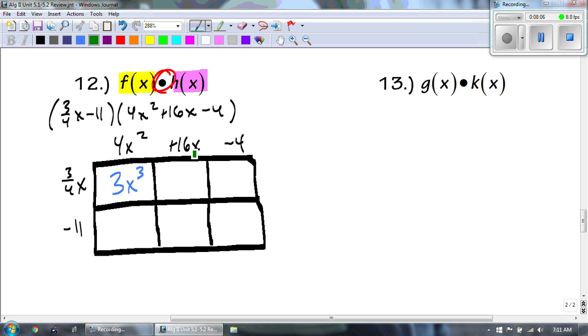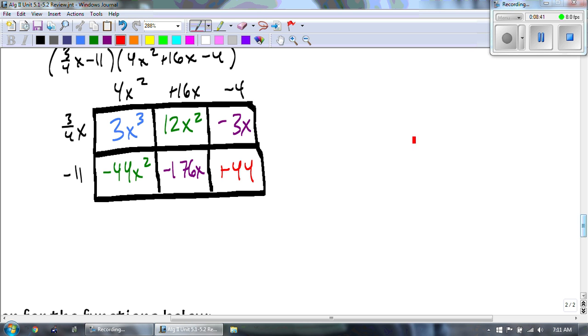3/4 times 16, 3 times 16 is 48, 48 divided by 4 is 12, and then x times x is x squared. And then we already did 3/4 times 4. We said that's 3, but this time it's going to be a negative 3x. Negative 11 times 4 is negative 44, x squared. Negative 11 times 16 is negative 176x. And then negative 11 times negative 4 is a positive 44.